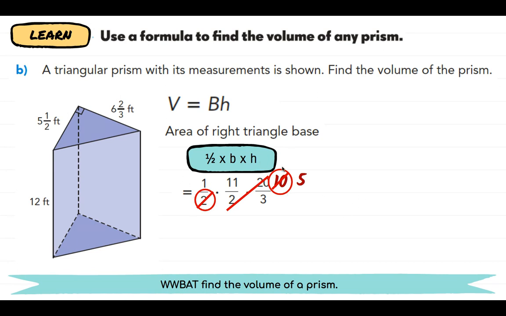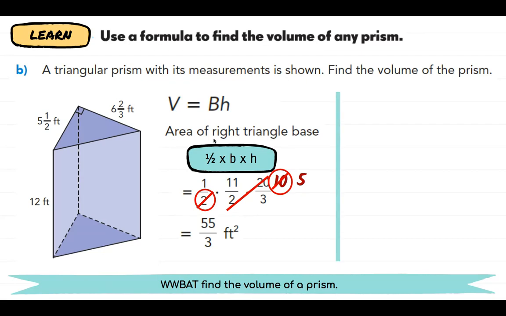So now all we have left is to multiply across. 1 times 11 is 11. 11 times 5 is 55. 1 times 1 is 1, times 3 is 3. So now I have 55 thirds square feet. Remember, the unit of an area is square feet.